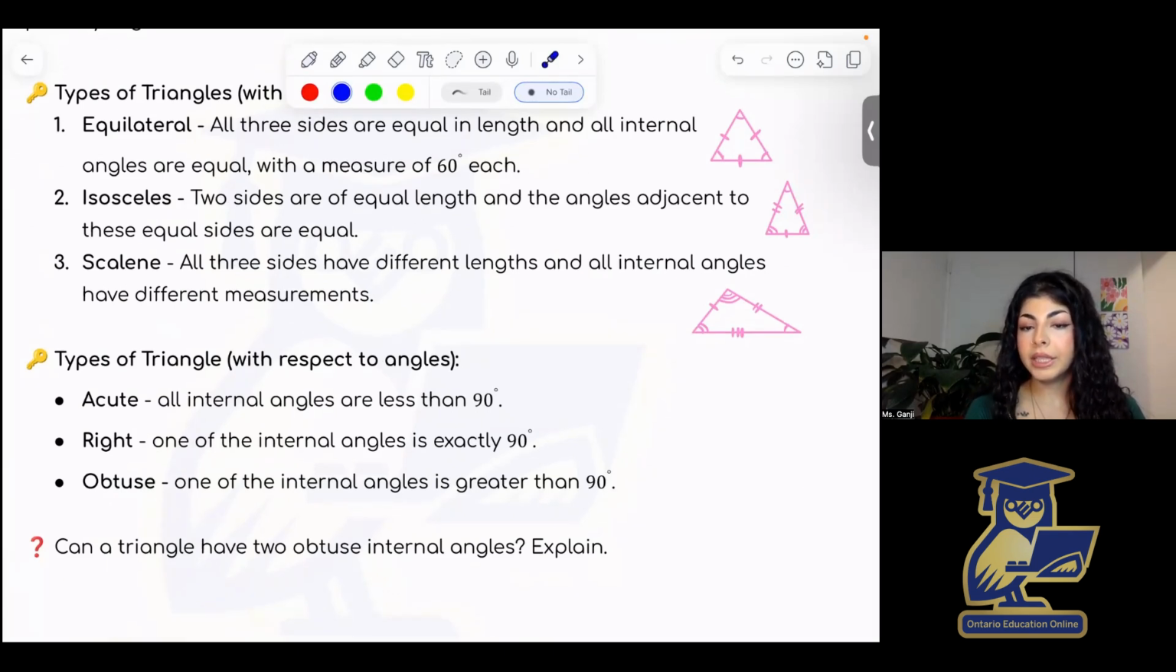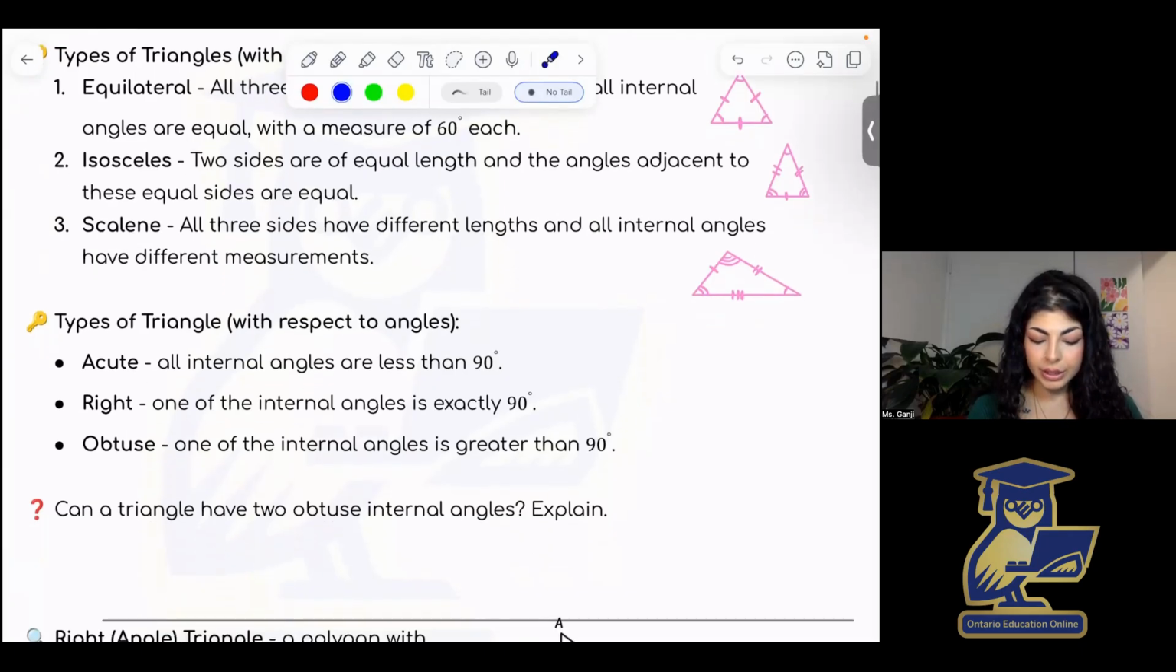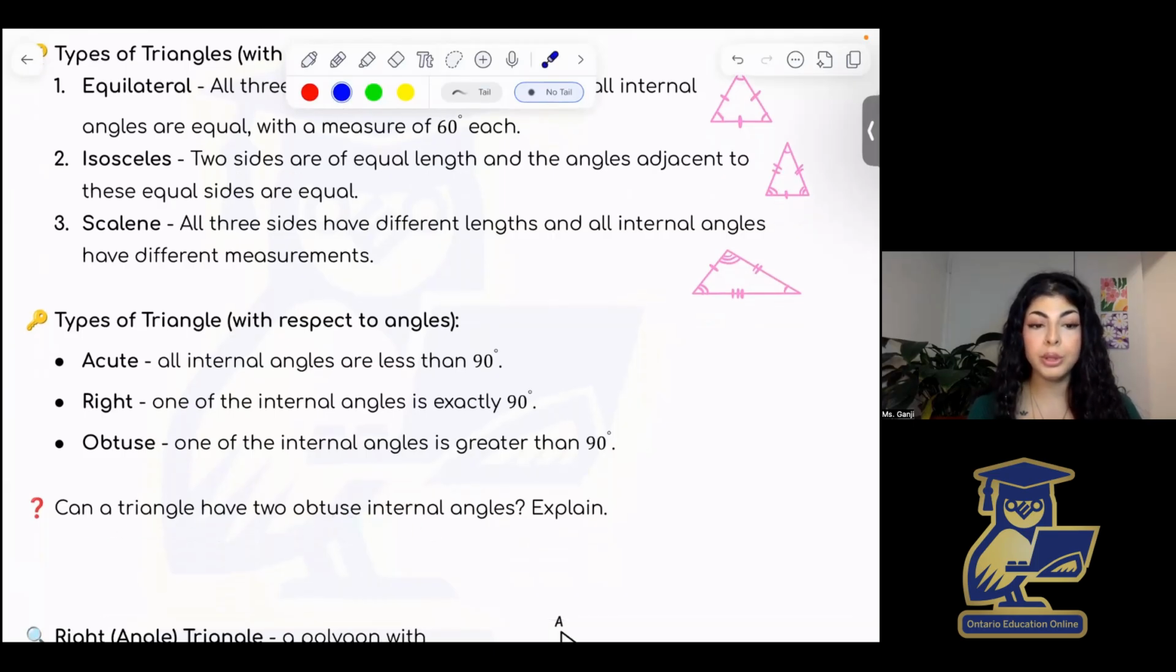And knowing that the sum of the interior angles of a triangle is 180 degrees, I want you to consider this question: can a triangle have two obtuse internal angles? So two angles that are greater than 90 degrees. I hope you can right away tell that no, that's not possible, because as soon as one angle is greater than 90 degrees, even by 1 degree, let's say it's 91 degrees, then the sum of the other two angles along with the 91 degrees has to add up to 180 degrees, which means that the other two angles will sum to 89 degrees and neither of them can be an obtuse angle.